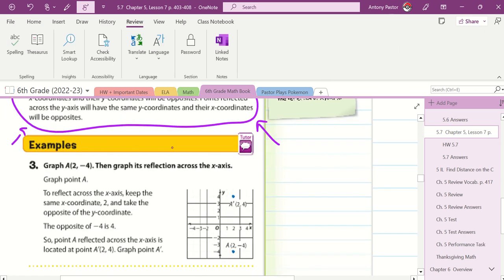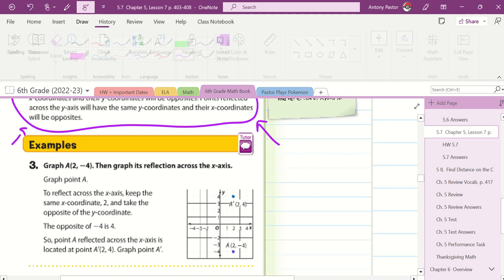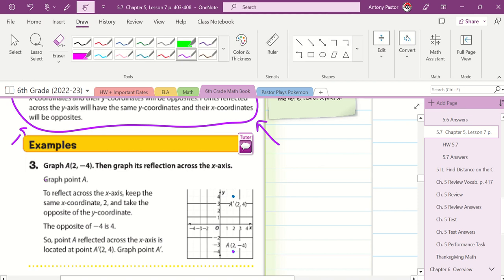So for example 3, graph A, which is point 2, -4. So our point is at 2, -4. 2 to the right, -4, so there's point A right there. Graph point A, which we did. To reflect across the x-axis, keep the same x-coordinate. So point A is 2, -4. This is x, and this is y. To reflect across the x-axis, or across this way, we are going to keep the same x-coordinate 2 and take the opposite of the y-coordinate.